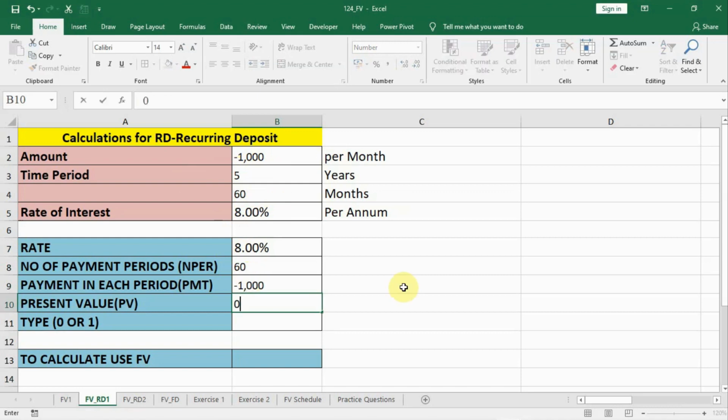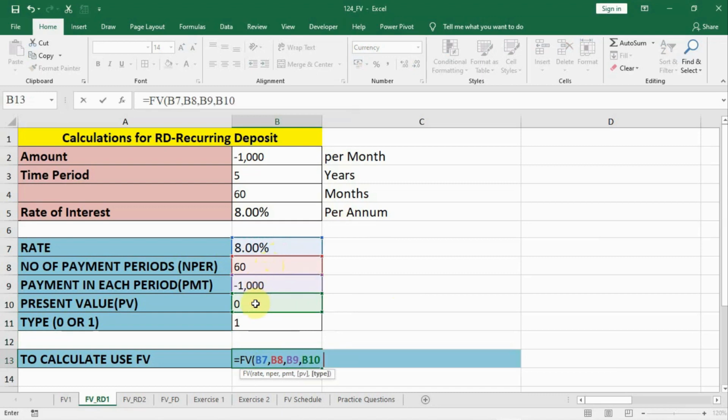The present value is 0, and the type has to be 1 because if we are paying at the start, then the whole interest will be calculated for the whole period and we will get a good amount of interest. Now we will get the future value. We will write down equal to future value, bracket open, and we will select this as the rate, then put a comma, then number of payment periods, comma, then payment made each period, comma, and present value, put a comma, and this type as well.